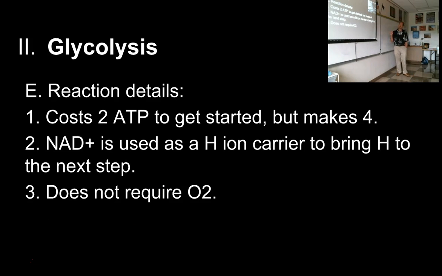It costs 2 ATP molecules to get started. So the making of pyruvic acid out of sugar takes a little bit of energy to get going. So the cell actually spends 2 ATP molecules to start the process, but at the end they have made 4 ATP molecules. So it's a net gain of 2, okay?